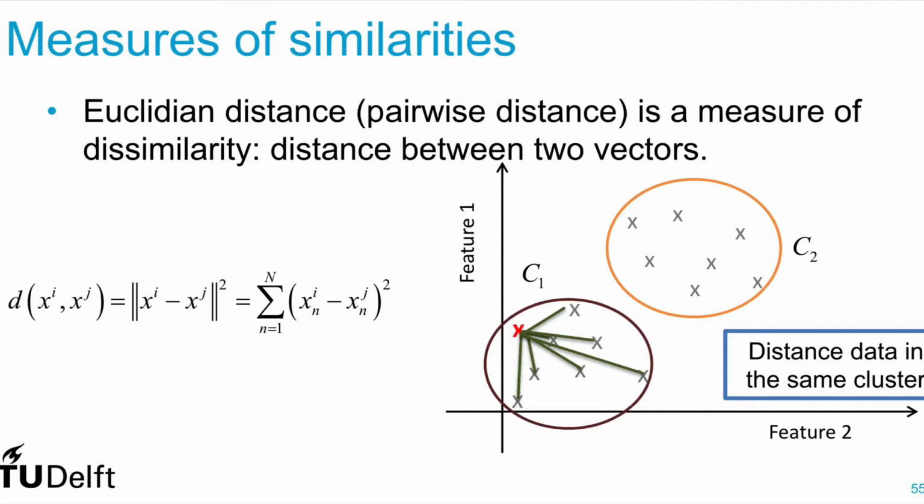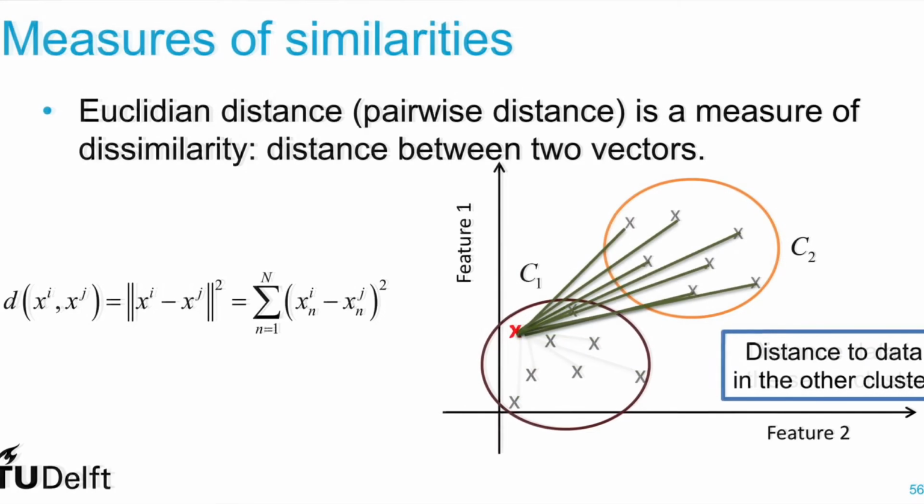So this is a property that we like very much for data that belongs to the same cluster: that the distance between data points is as short as possible. In the next plot, we can see the distance from that red sample to members of the other cluster. In that case, the green lines are much longer, and that's actually a good property that we like. The data belonging to the other cluster is far away from the original point that we are analyzing.